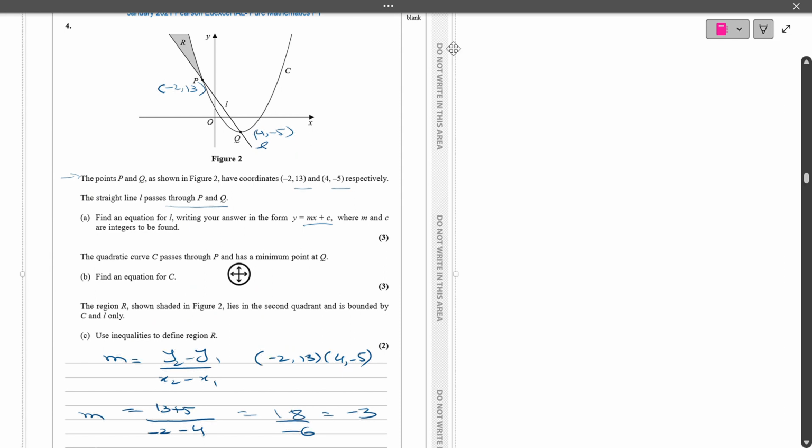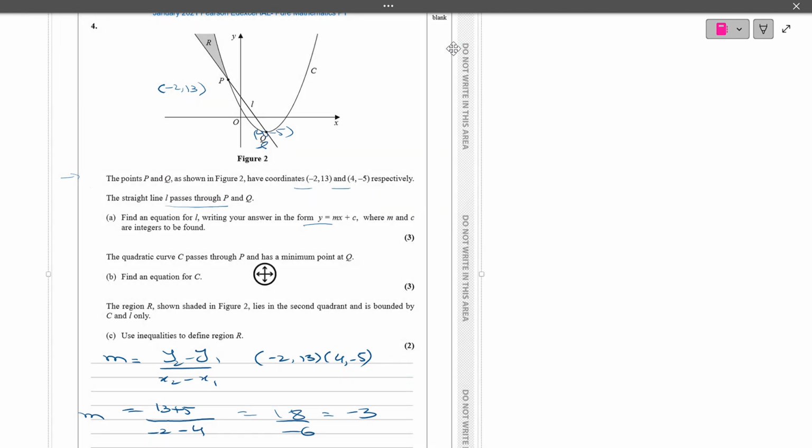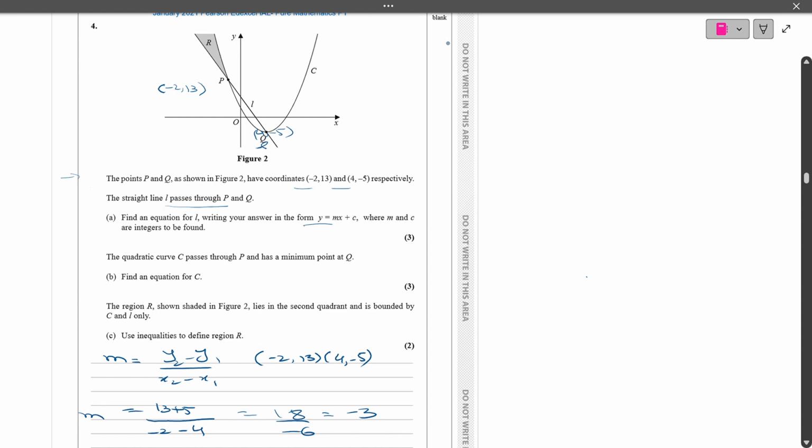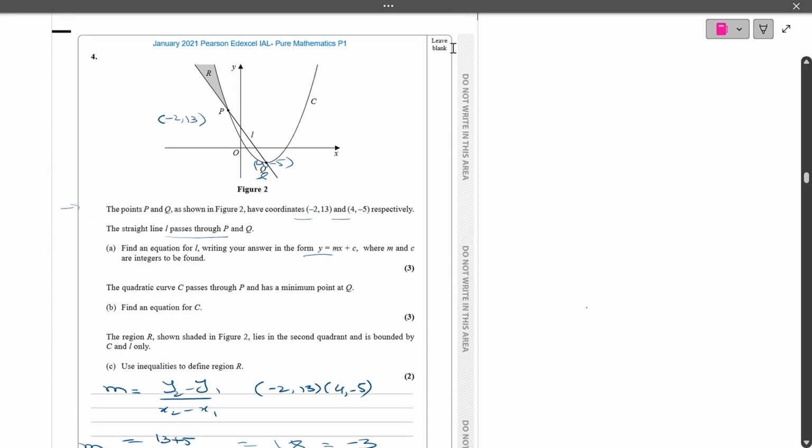And in the B part, the quadratic curve C passes through P and has a minimum point at Q. Find an equation for C. They are asking us to write down the equation of a curve. So this is a parabola, it's a quadratic equation. An equation of a curve, we usually write in the form y equals a, where a is a coefficient, times something, times x minus a number.